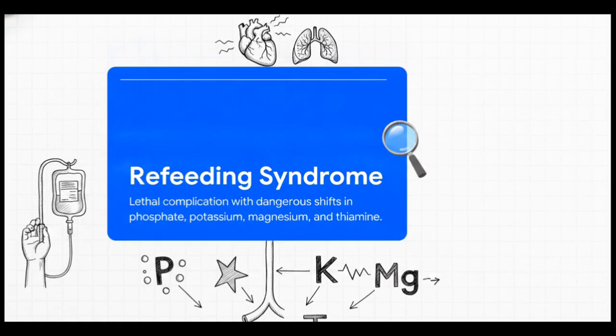Now, when you're initiating feeds in a severely malnourished patient, you have to be incredibly vigilant for refeeding syndrome. This is a highly tested and, more importantly, potentially lethal complication. As anabolism suddenly restarts, the cells pull electrolytes out of the serum, and this leads to dangerous systemic drops in phosphate, potassium, magnesium, and thiamine. It can trigger sudden, deadly cardiac and respiratory failures.